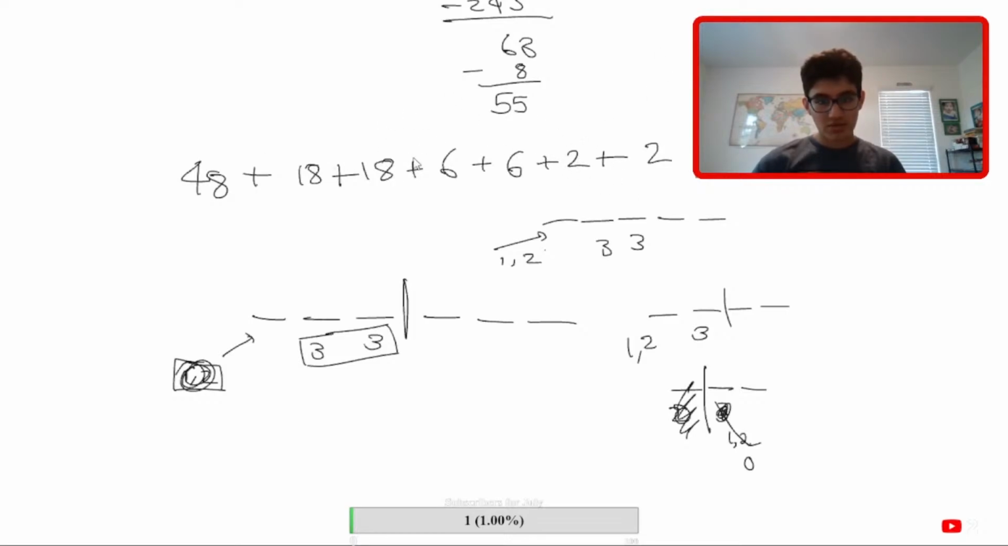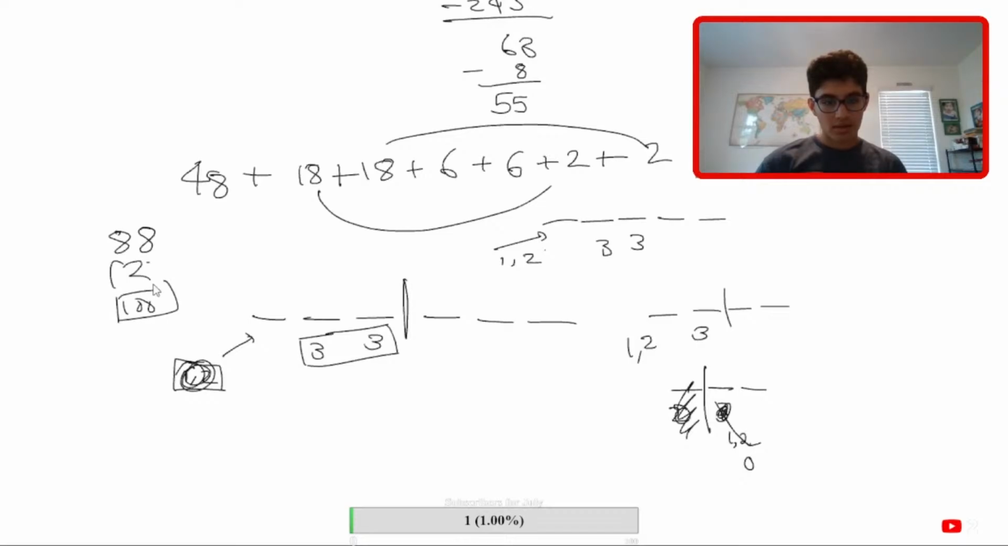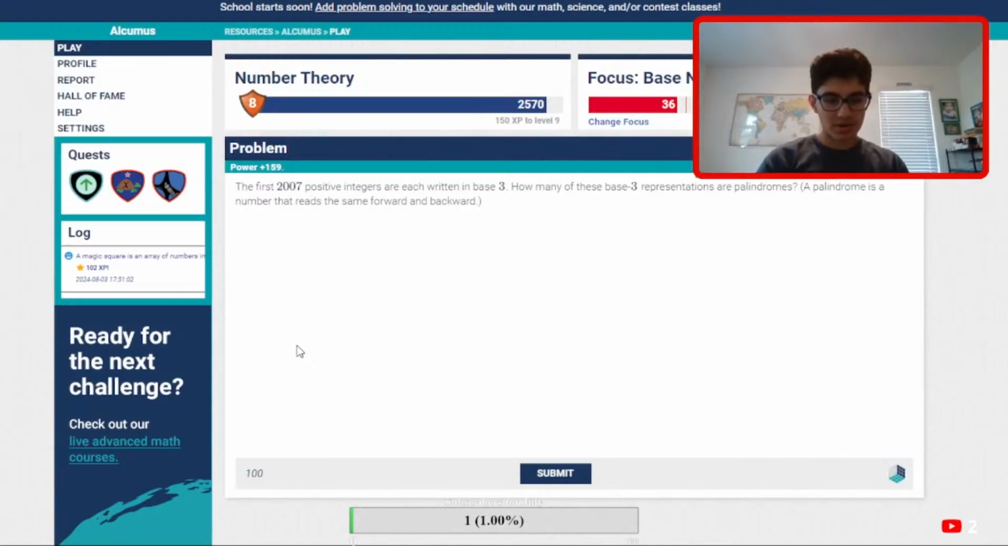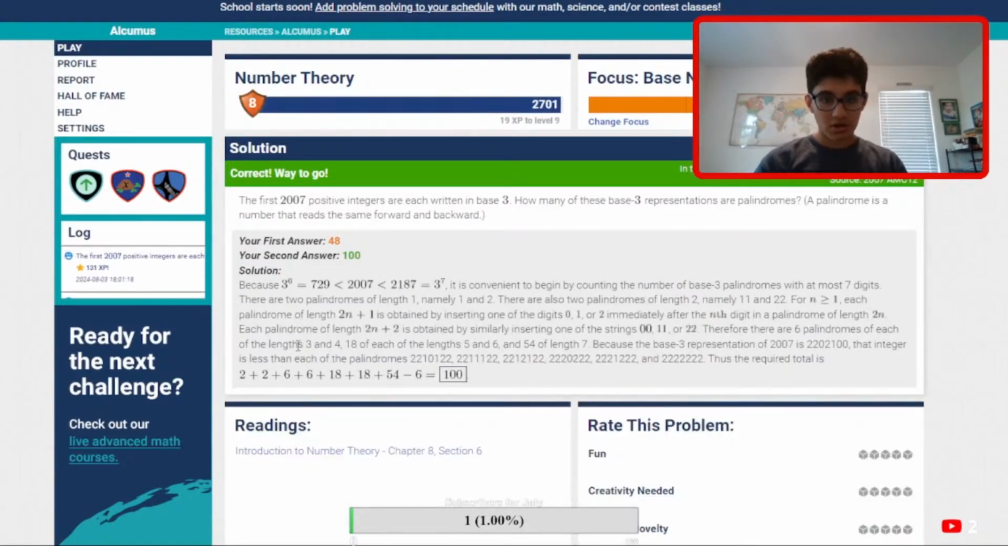So this becomes 20, this becomes 20. So it's 40. 40 plus 48 is 88, right? Plus 6 plus 6. Okay, plus 12. So this is 100, which seems like, I don't know. Let's just put it in and see. Okay, it's correct. Why is it correct though? Let's see.